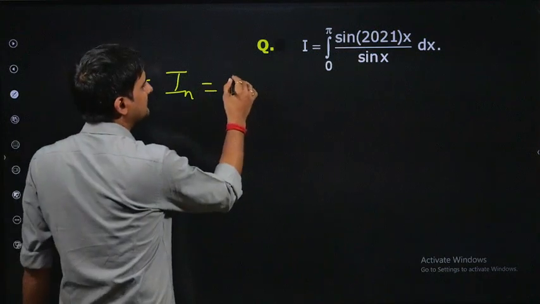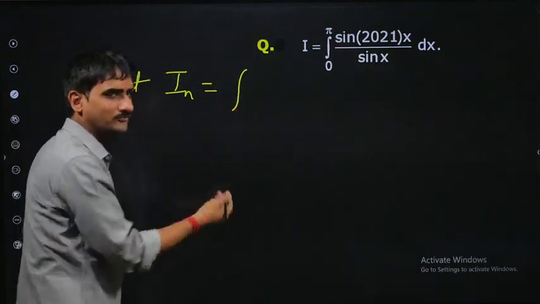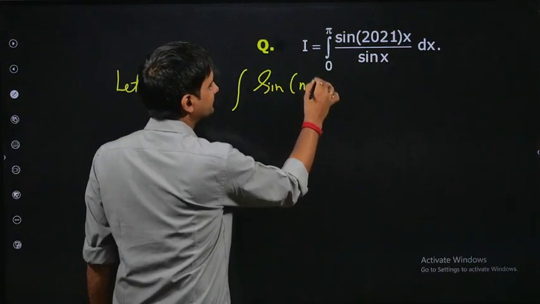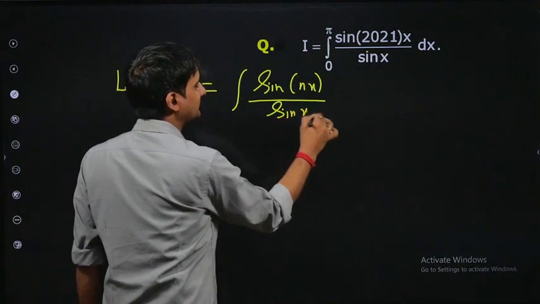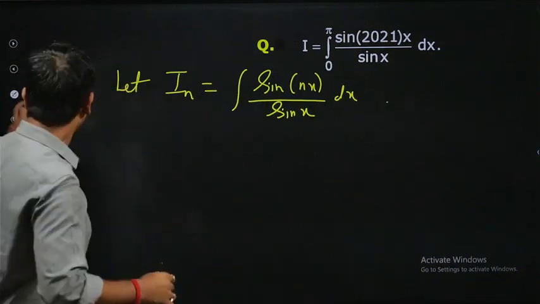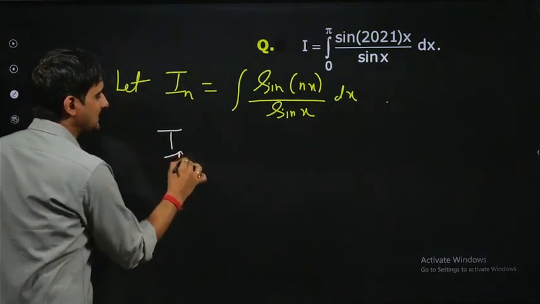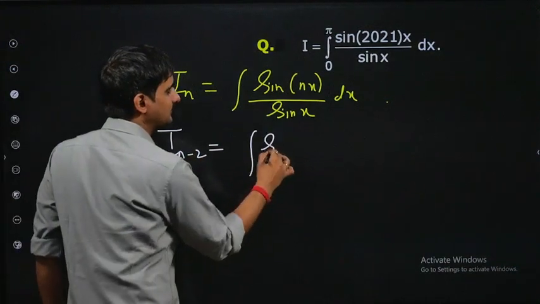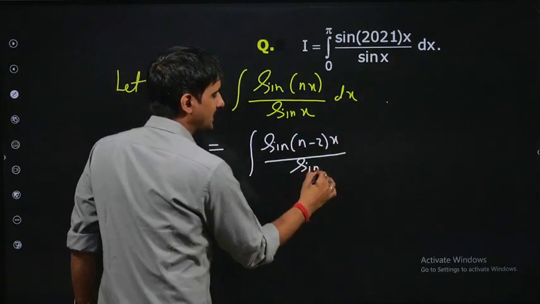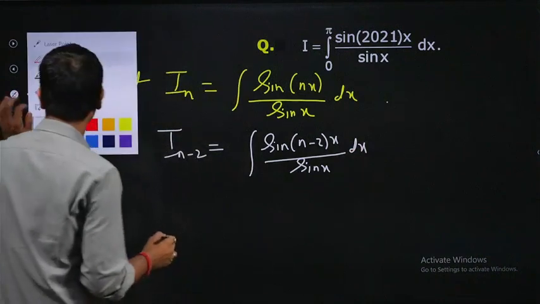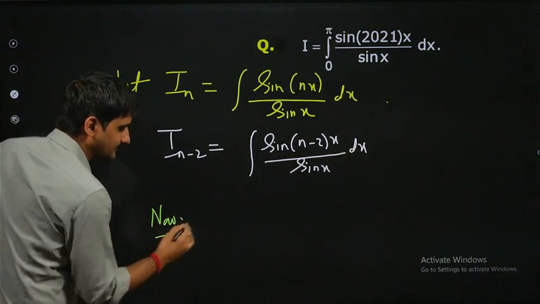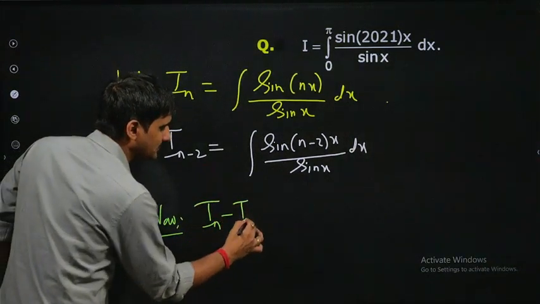So let I_n be, let's remove the 0 to pi, the integral of sine of nx by sine x dx. Let's start for any natural number n here. Now the trick is to consider I_(n minus 2) at the same time. So it will be the integral of sine of (n minus 2) times x upon sine x with respect to x, and then subtract them. Now just write, and you will come to know why we are doing it.